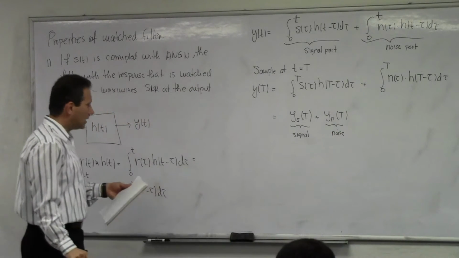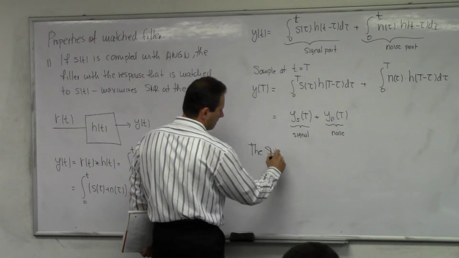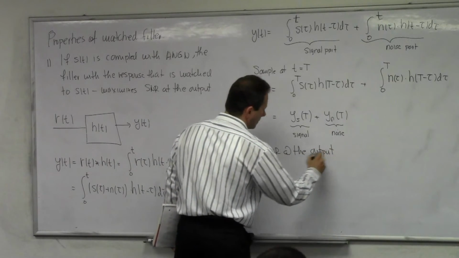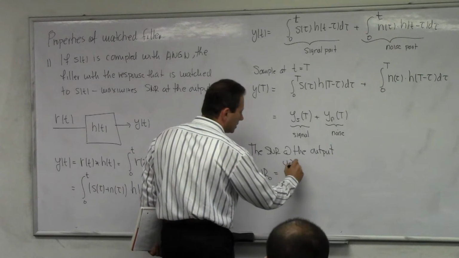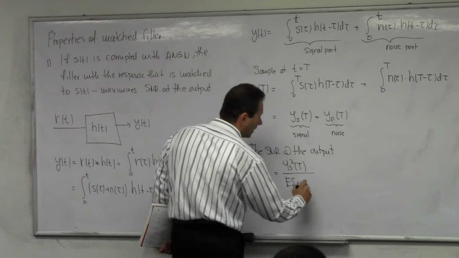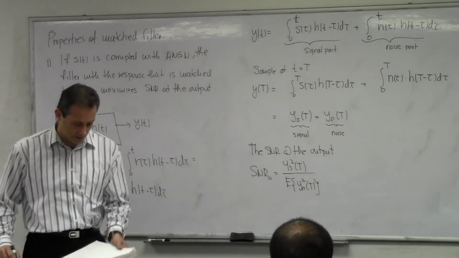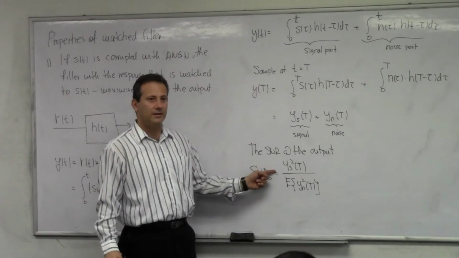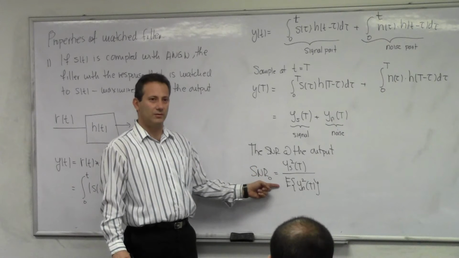Now, let me define the signal-to-noise ratio. The signal-to-noise ratio at the output, SNR output, is going to be defined as y_s squared of T divided by the expected value of y_n squared. So this is what I define as the signal-to-noise ratio. Notice how I treat these two differently. One is the square of the signal, and the other one is the expected value of the square of the noise.